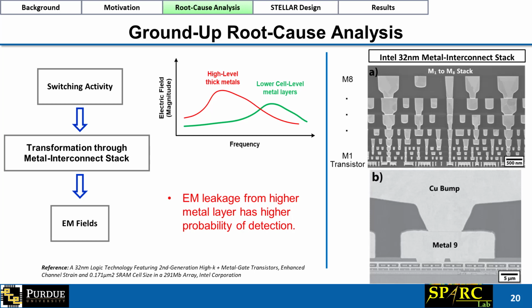Higher level metals are thicker and have lower resonance frequency, and hence the EM leakage from these top metal layers has higher probability of detection using commercially available EM probes. The figure on the right shows the Intel 32nm metal-interconnect stack. We can see that as we move up the metal layers, the thickness increases, and at the bottom right we see that the top metal line along with the copper bump is huge compared to the lower metals.